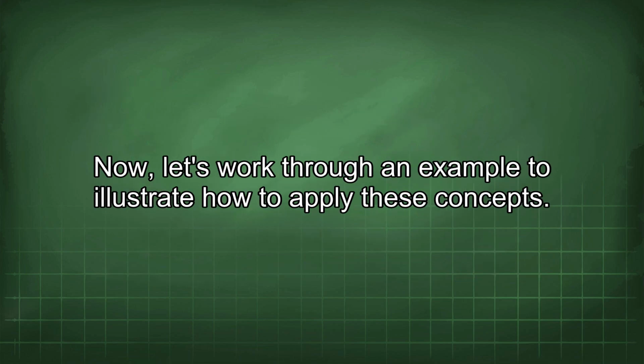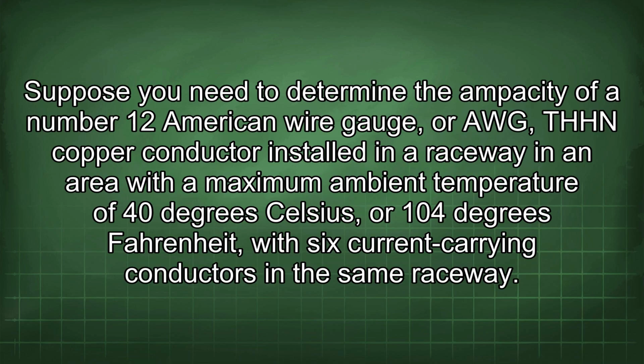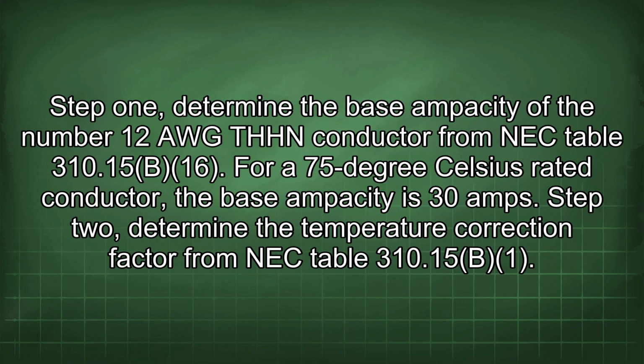Now let's work through an example to illustrate how to apply these concepts. Suppose you need to determine the ampacity of a number 12 American Wire Gauge, or AWG, THHN copper conductor installed in a raceway in an area with a maximum ambient temperature of 40 degrees Celsius or 104 degrees Fahrenheit, with 6 current carrying conductors in the same raceway. Step 1. Determine the base ampacity of the number 12 AWG THHN conductor from NEC Table 310.15(B)(16). For a 75 degrees Celsius rated conductor, the base ampacity is 30 amps.